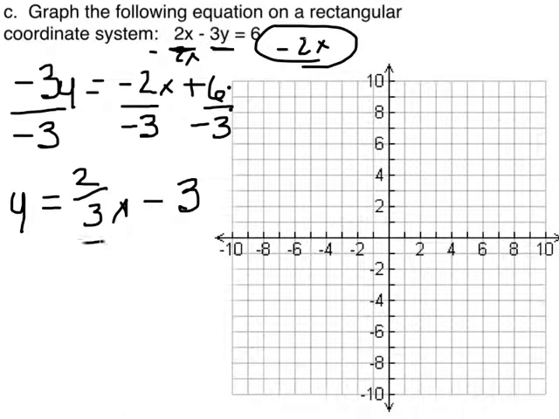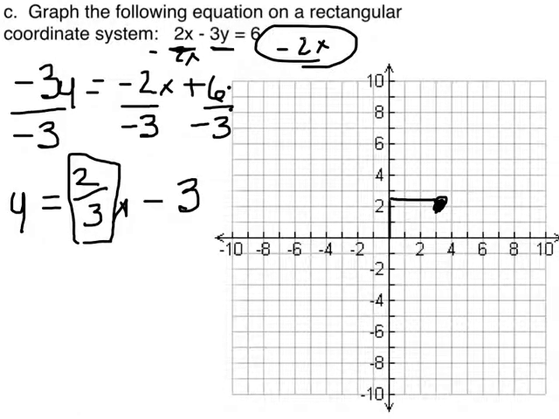This is called the slope, the number that is with x. Alright, and for slope we say rise over run. So we're going to do up and down first. So we're going to go up 2 over 3, and there's our point right there.